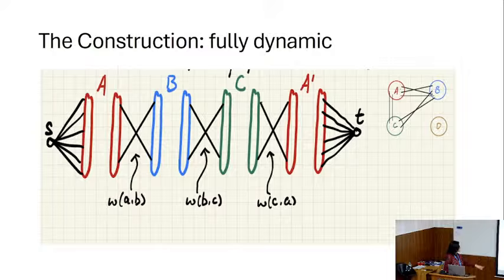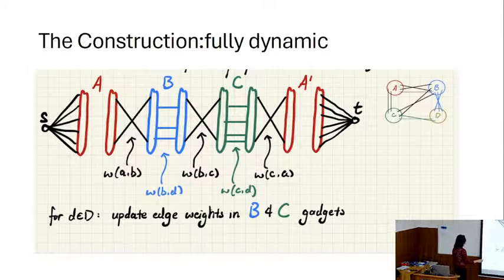So between A and B, we are adding all the edges that exist between A and B here, so we are adding all the edges over here, and their weights correspond to whatever the weights are in the original graph. Okay. So similarly between B and C, we are adding the edges that exist in this graph, with whatever weights they have in the graph, and again the same for C and A. Okay. And from S to A and T to this last part A prime, we are just adding edges, and these edges don't cost anything. Okay.